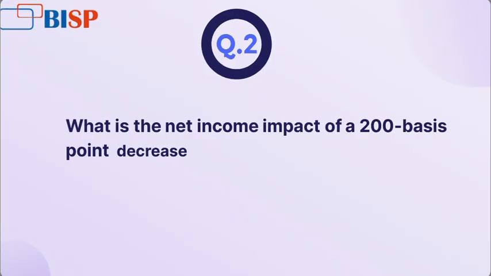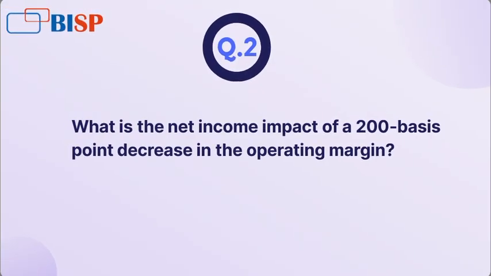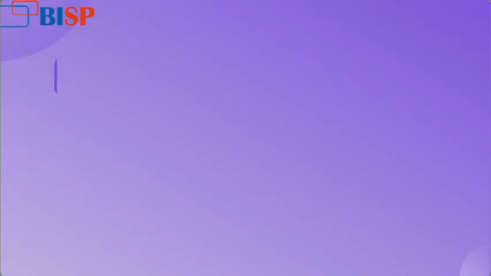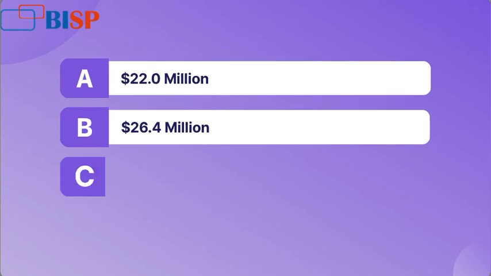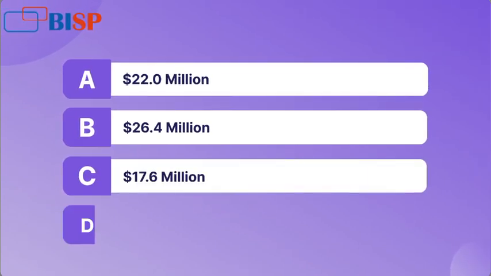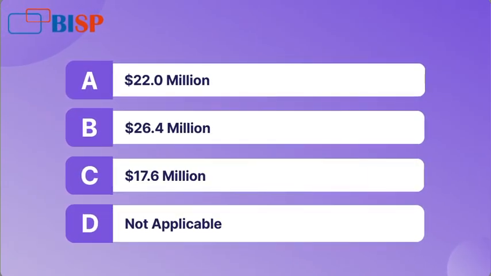What is the net income impact of a 200 basis point decrease in the operating margin? A. $22.0 million. B. $26.4 million. C. $17.6 million. D. Not applicable.